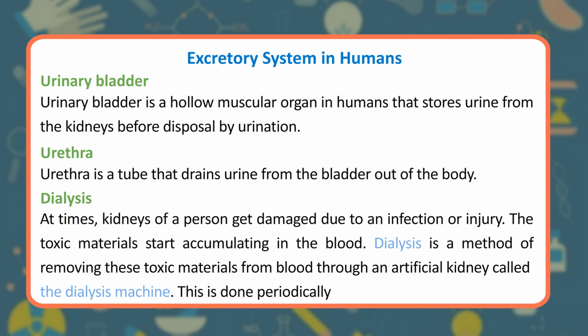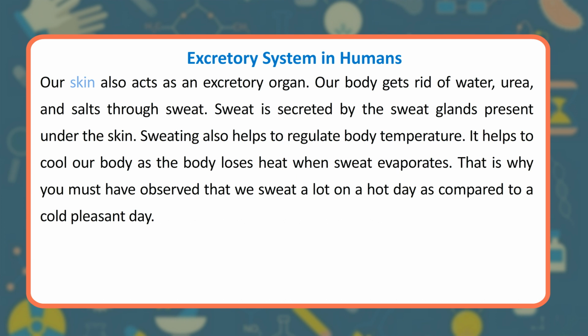Dialysis. At times, kidneys of a person get damaged due to an infection or injury. The toxic materials start accumulating in the blood. Dialysis is a method of removing these toxic materials from blood through an artificial kidney called the dialysis machine. This is done periodically.